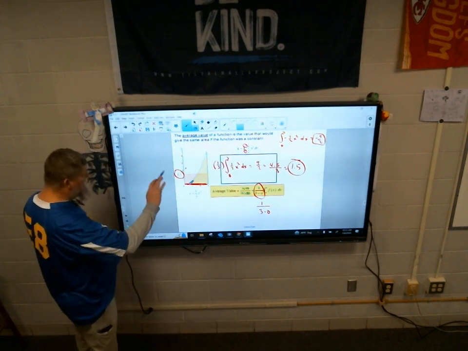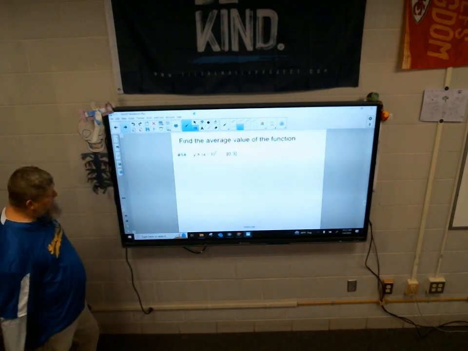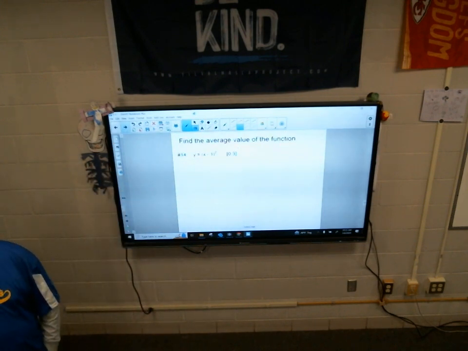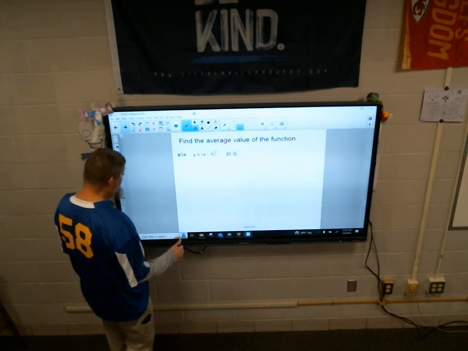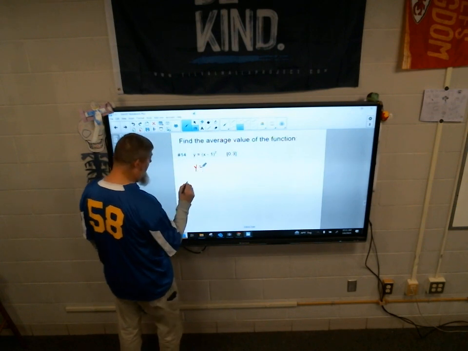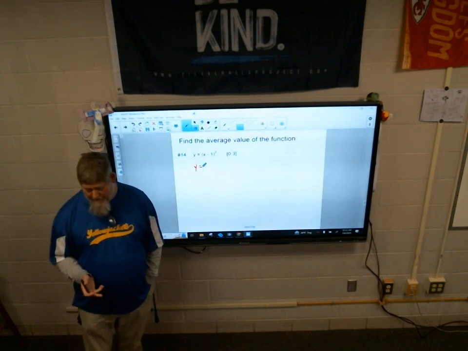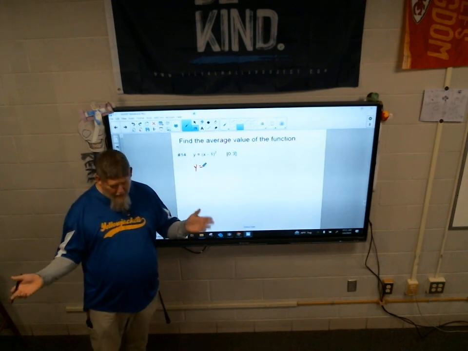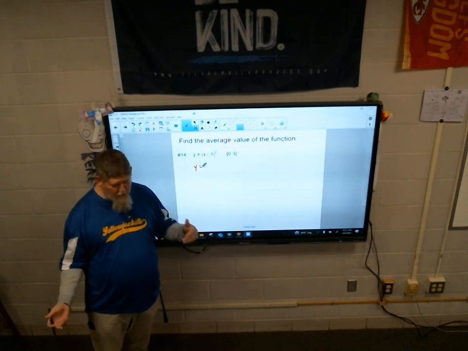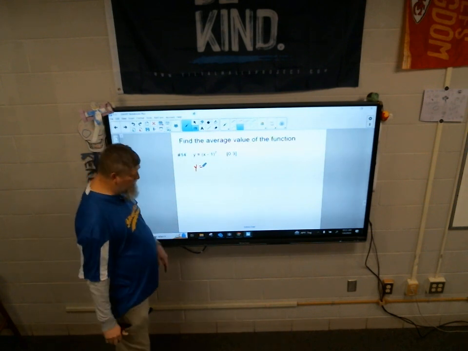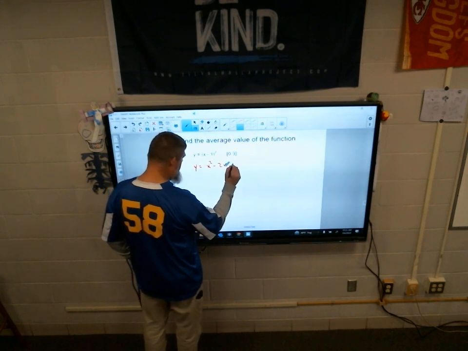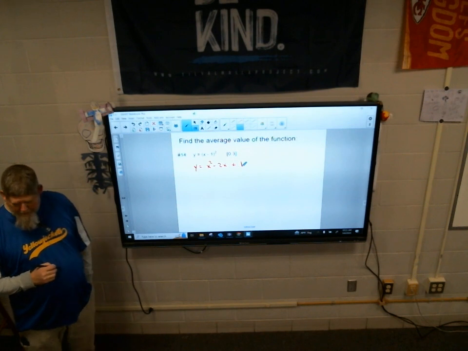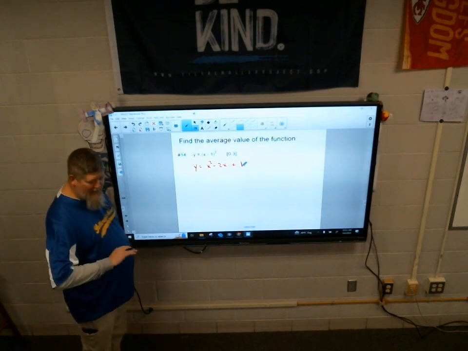Okay, you ready? Here we go. Find the average value of the function. So it will say, find the average value of the function y equals (x minus 1) squared from 0 to 3. Well, since we haven't as a class yet discovered how to do the antiderivative of composite functions, which will come in chapter 6 when we do u-substitution, I'm going to go ahead and multiply this out. So (x minus 1) squared is the same thing as x squared minus 2x plus 1.